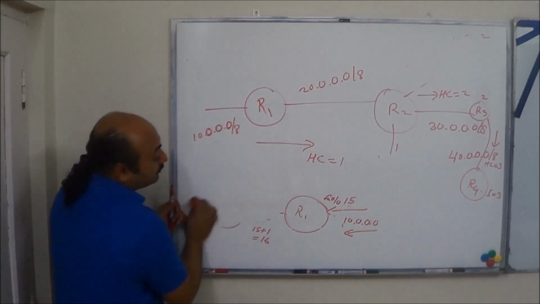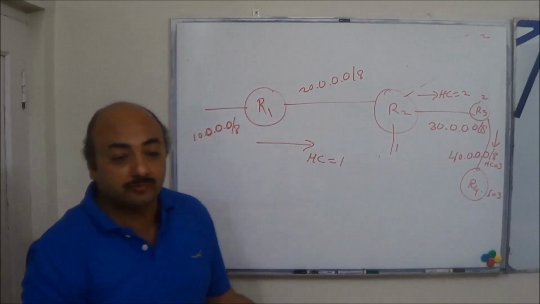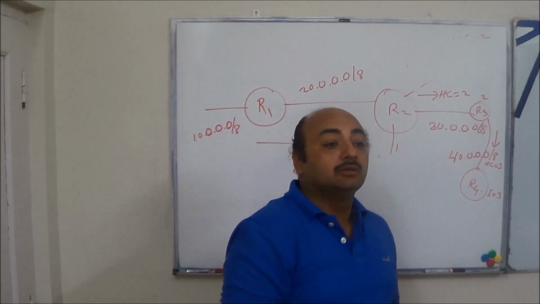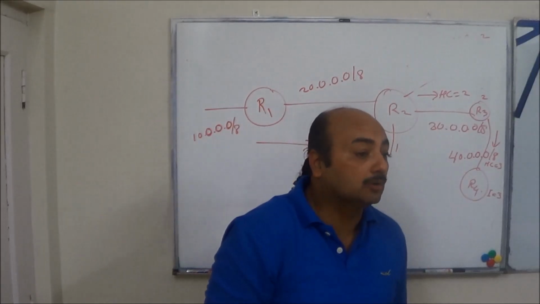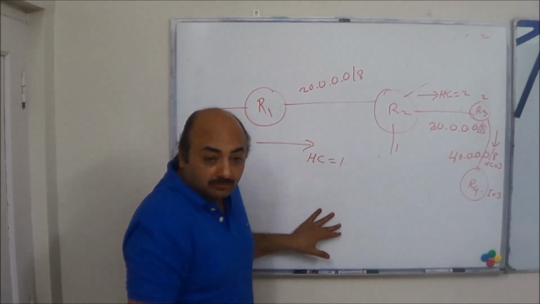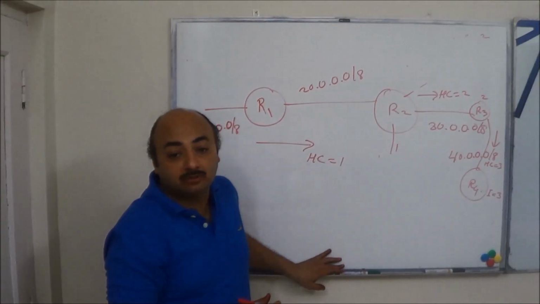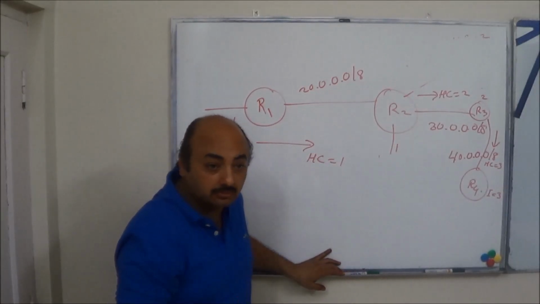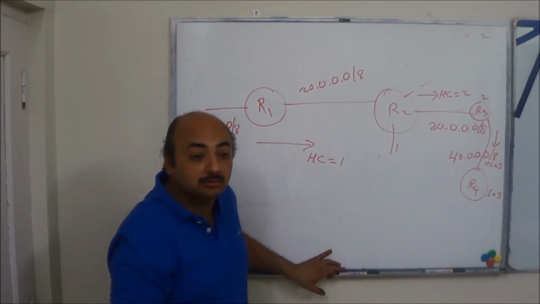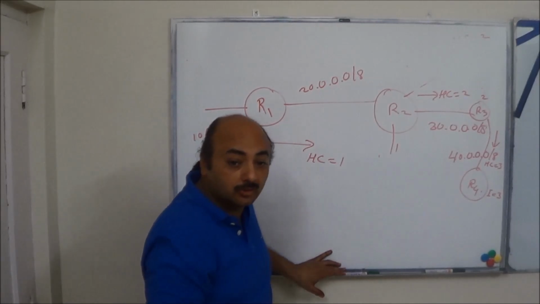Next thing, we have just learned two properties of RIP, which are common to RIP version 1 and RIP version 2: split horizon and the maximum hop count of 15. So what was split horizon? You do not tell the neighbor the same thing that you learned from it. But there is another modification of that, split horizon with poison reverse.